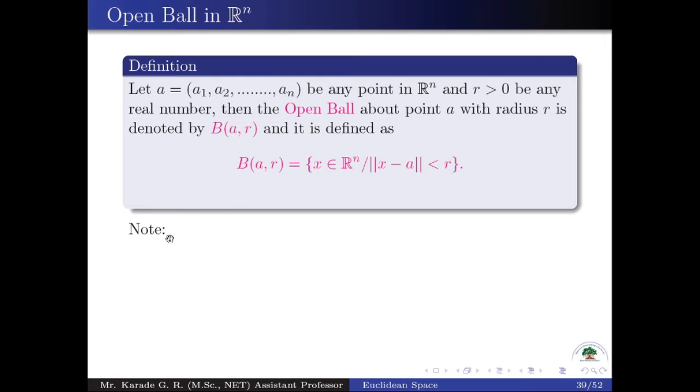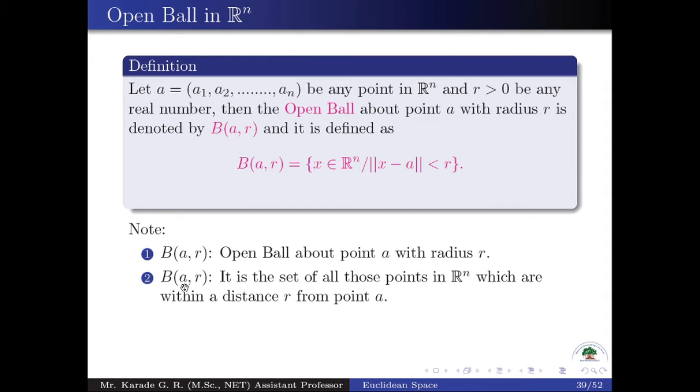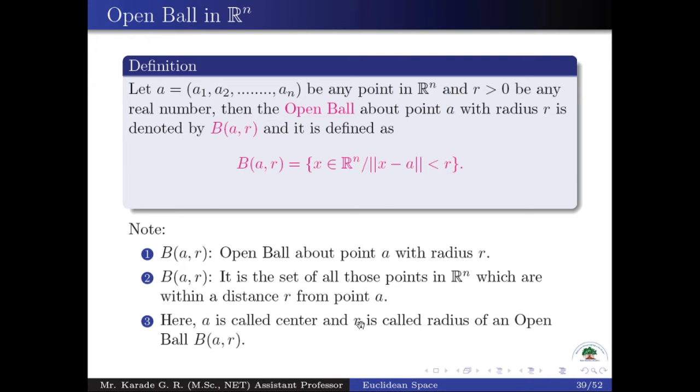Now here we note some points. First point: B(A, R) we read as open ball about point A with radius R, and open ball about A with radius R is the set of all those points in Rn which are within a distance R from point A. Here A is called the center and R is called the radius of an open ball about A with radius R.